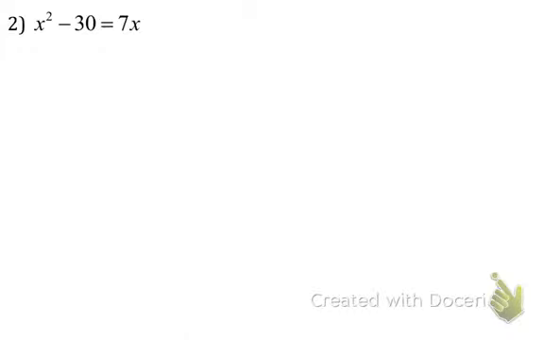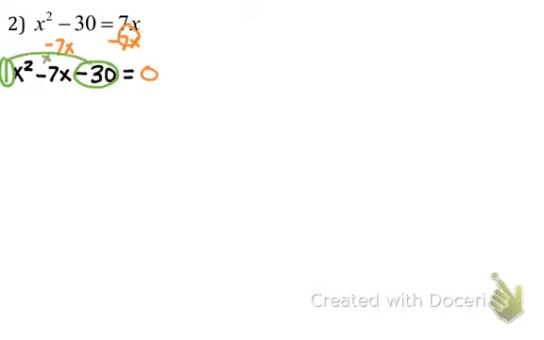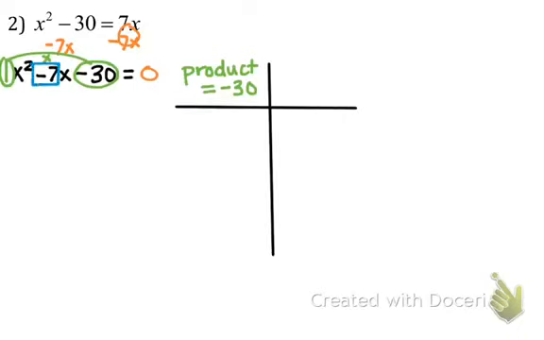Let's try another one. In this example, our original quadratic equation is not in general form. So first we will need to subtract 7x and put that in the middle of our quadratic equation. So we have x squared minus 7x minus 30 is equal to 0. Since our quadratic equation is equal to 0, we can proceed to the AC method, which is multiplying my A term times my C term, finding the product of my A term times C term, which is negative 30, and the sum of my B term, which is negative 7.